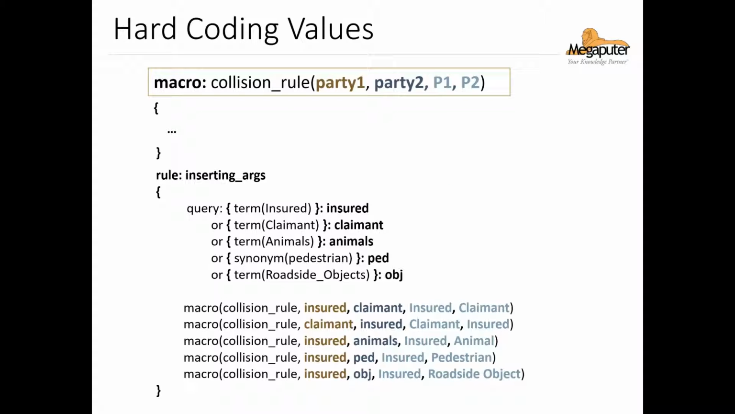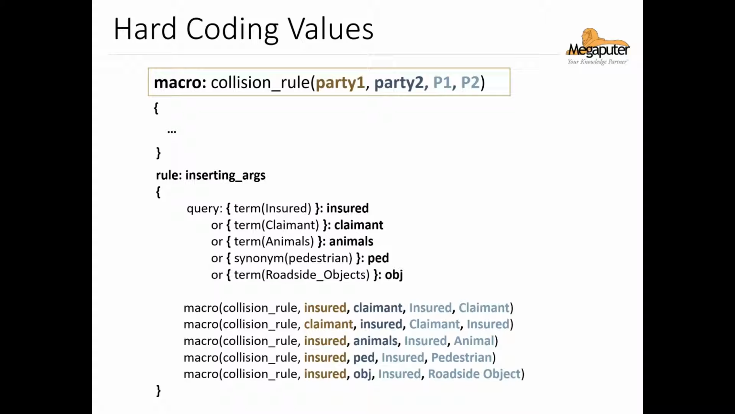If I'd like to use these, say I'll hide that macro there, and I'll have a new rule that's going to be run in XPDL called inserting arguments. I'm going to look for a bunch of things that I care about, like the insured, the claimant, animals, pedestrians, objects, etc. And then now I want to create an XPDL rule with a macro for all of these. So I'll do macro collision rule. I'll use the named groups without the $, insured and claimant. Those are party1 and party2. And then I'll provide P1 and P2.